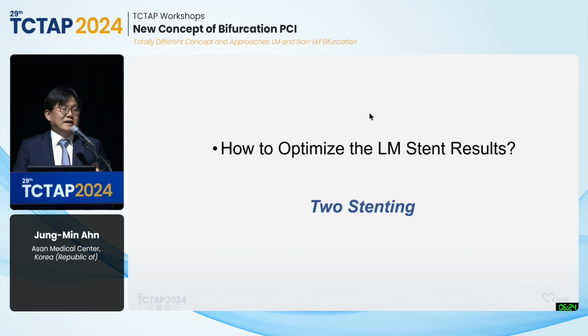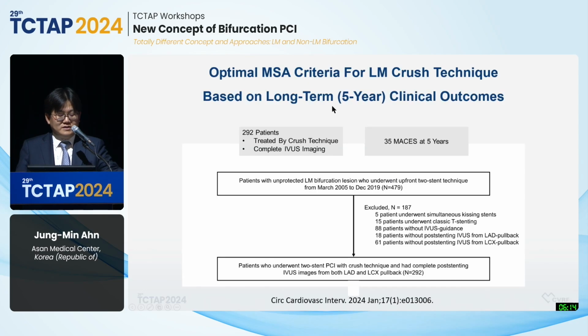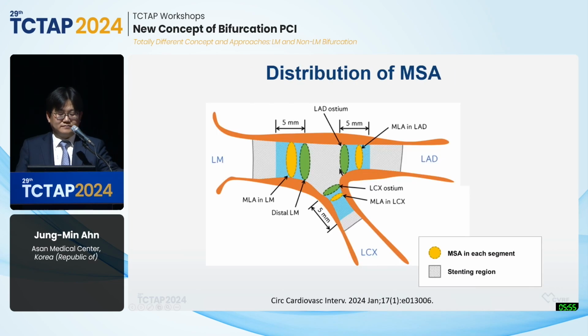So last year, we analyzed our Asan Medical Center registry data. What is the optimization criteria for two stent, two stent crush technique only? Over the last 14 years, we enrolled 479 patients treated by the two stent technique and excluded the other techniques. We only included 292 patients treated by the two stent crush technique.